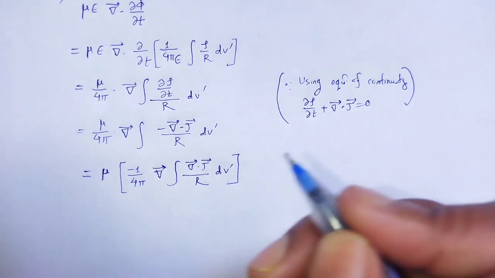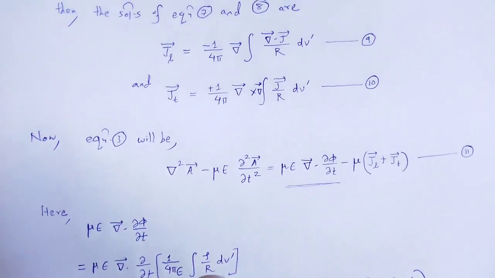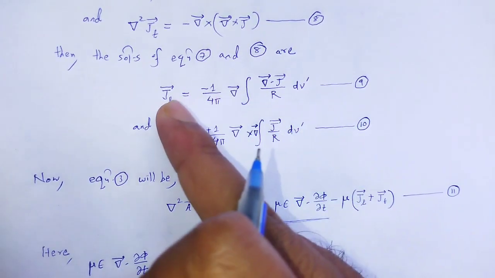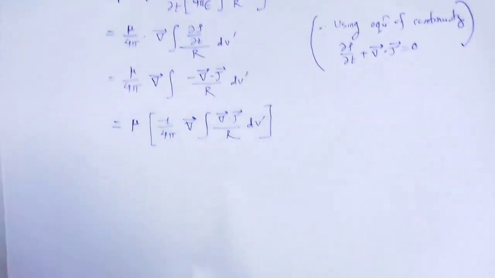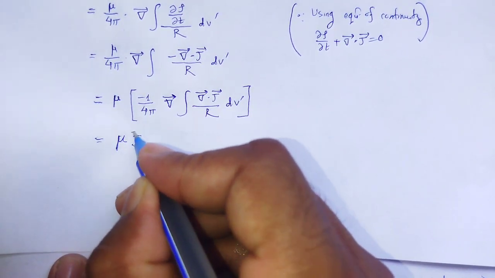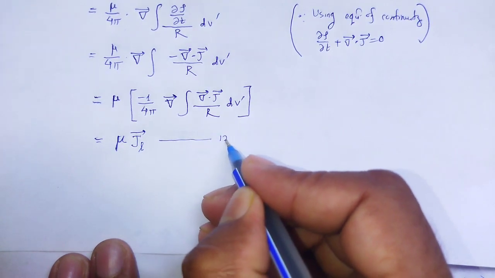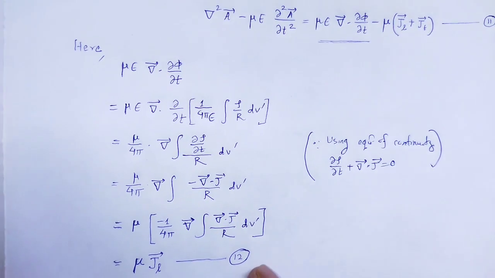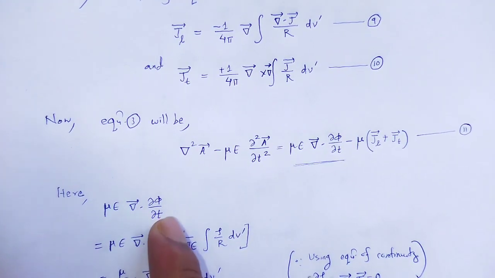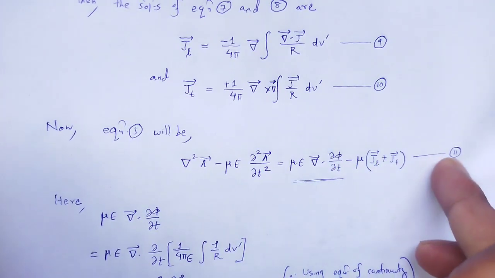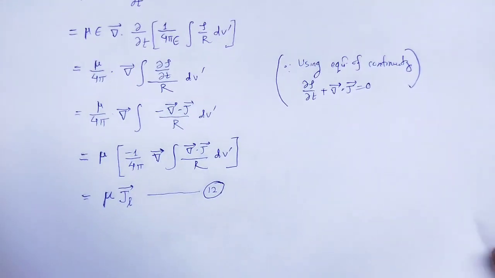Why do we write it like this? As we previously derived, that is the same as j l. Instead of this, we can write mu j l, equation number 12. Therefore, the value of mu epsilon grad dot del phi by del t is equal to mu j l vector. Now put it in equation number 11. To solve equation number 11, we have to put that value.